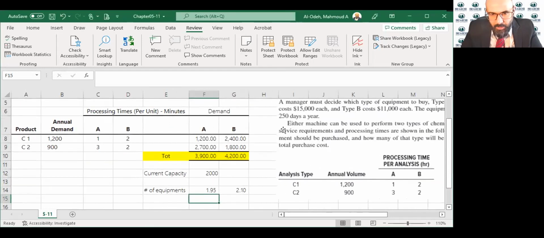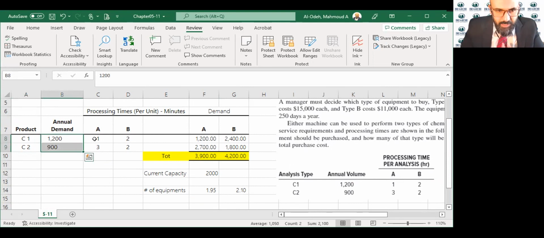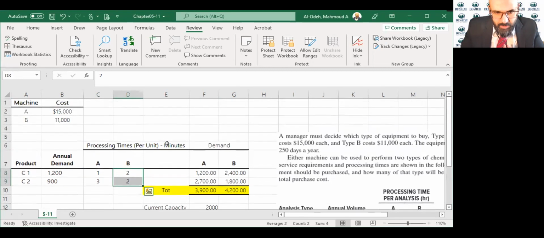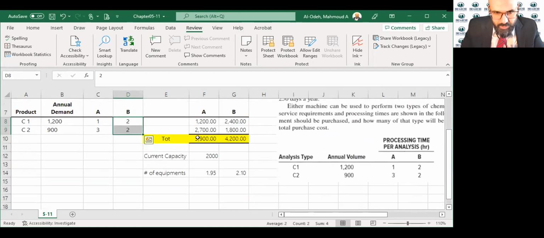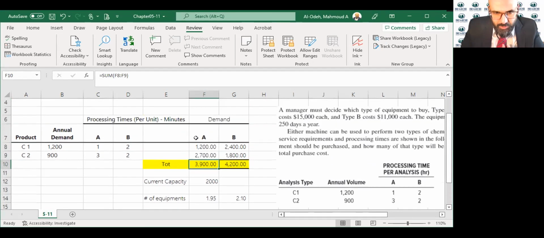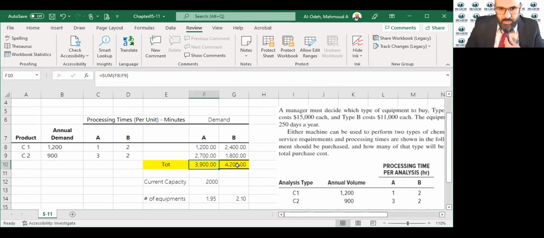And what we have is product C1 and C2, chemical 1 and chemical 2. This is the annual demand. And this is the processing time for this demand, for A and for B. And then what we did here, we found out the total time needed to meet this demand. So I call it the demand if we used A and the demand if we used B. So this is the number of hours needed per year.